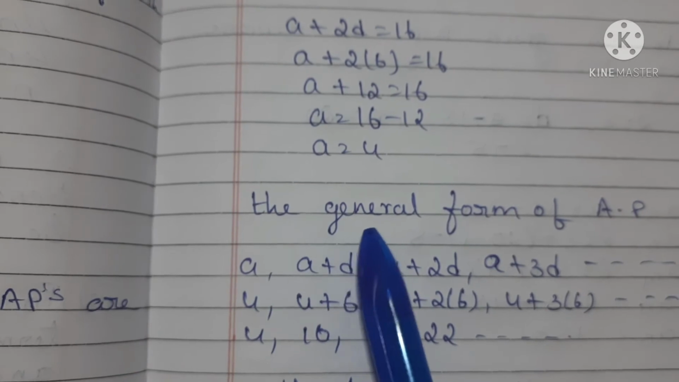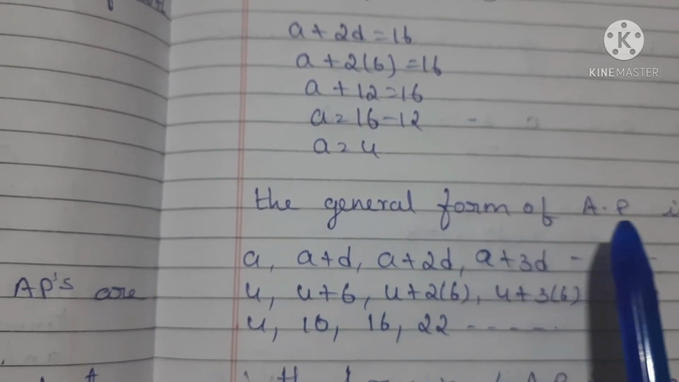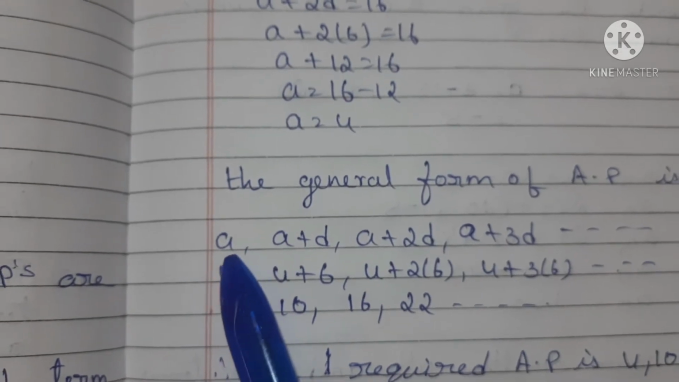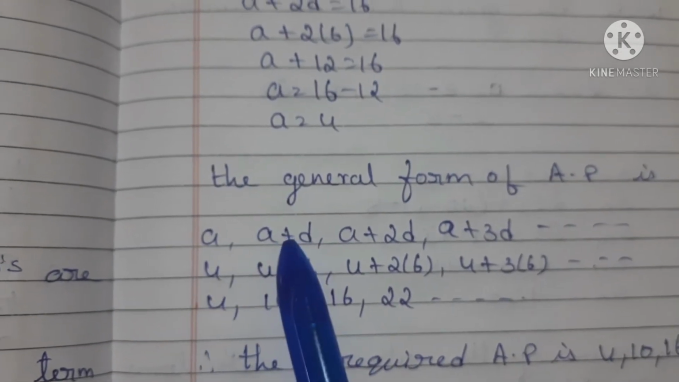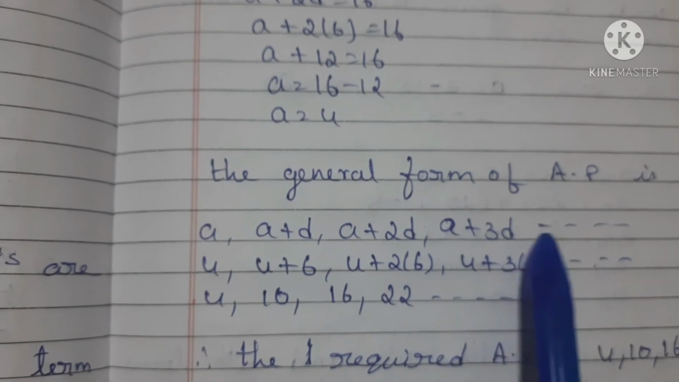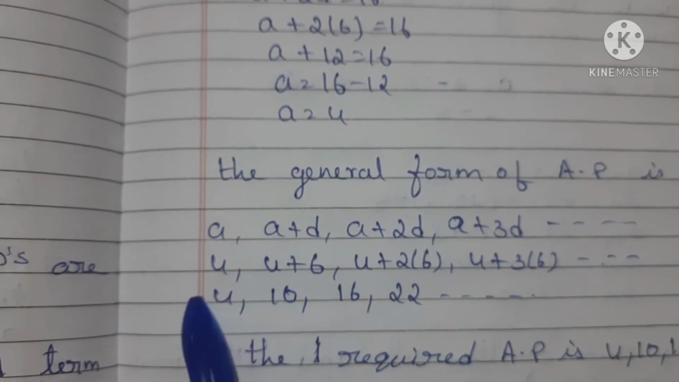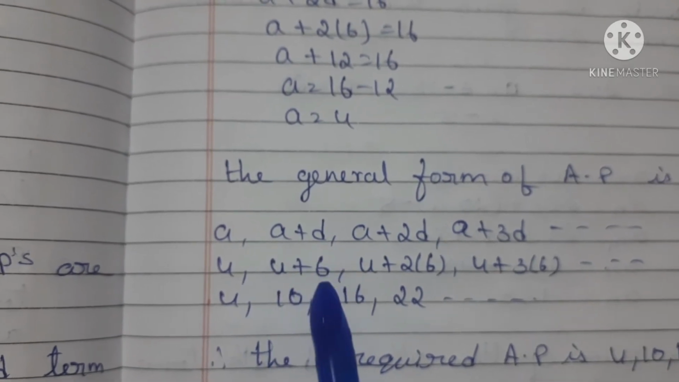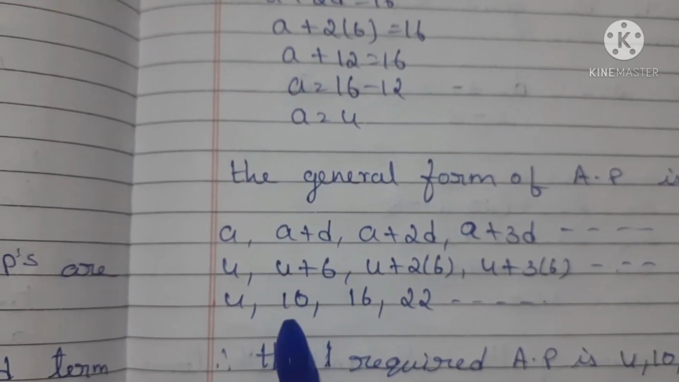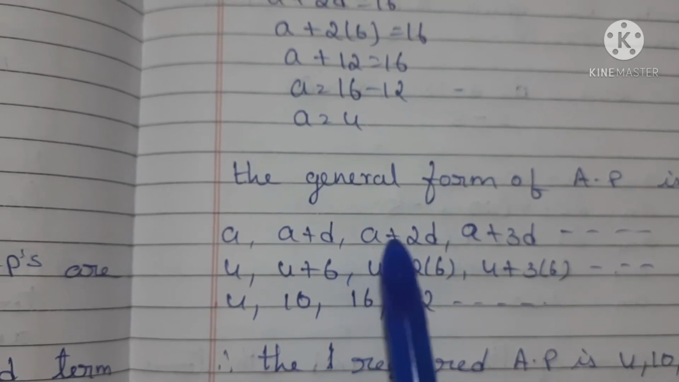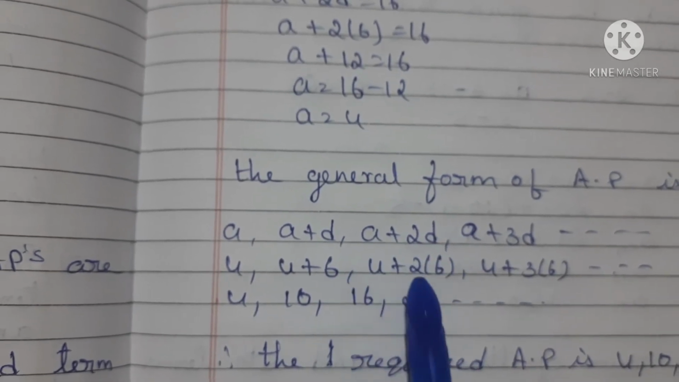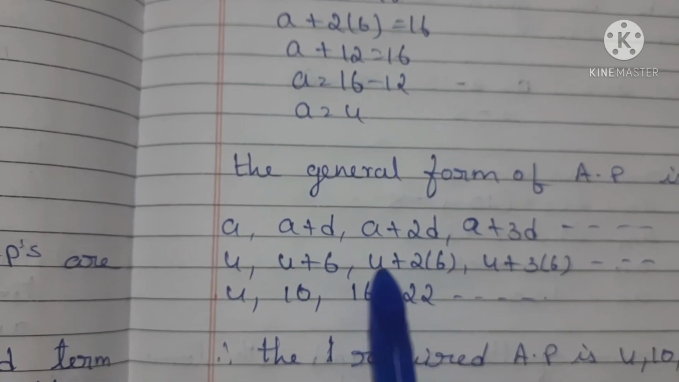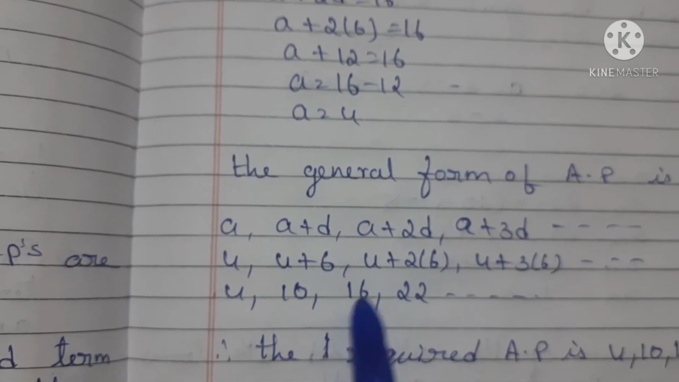Now, write down the general form of arithmetic progression. What is the general form of arithmetic progression? A comma a plus d comma a plus 2d comma a plus 3d, and so on. Here a is 4, a plus d, that means a value 4 plus d value 6 is 10. Again a plus 2d, 4 plus 2 into d value 6. 4 plus 2 sixes are 12. 4 plus 12 is 16.